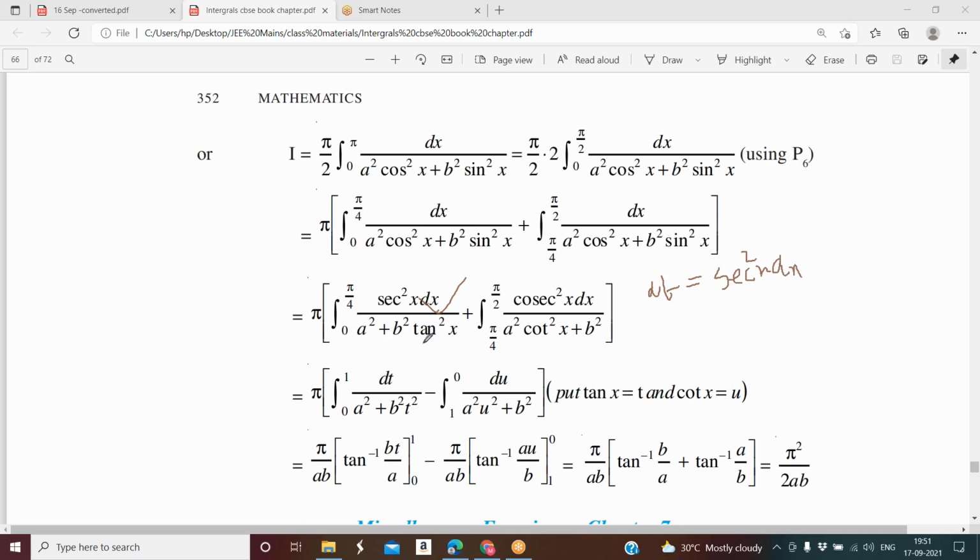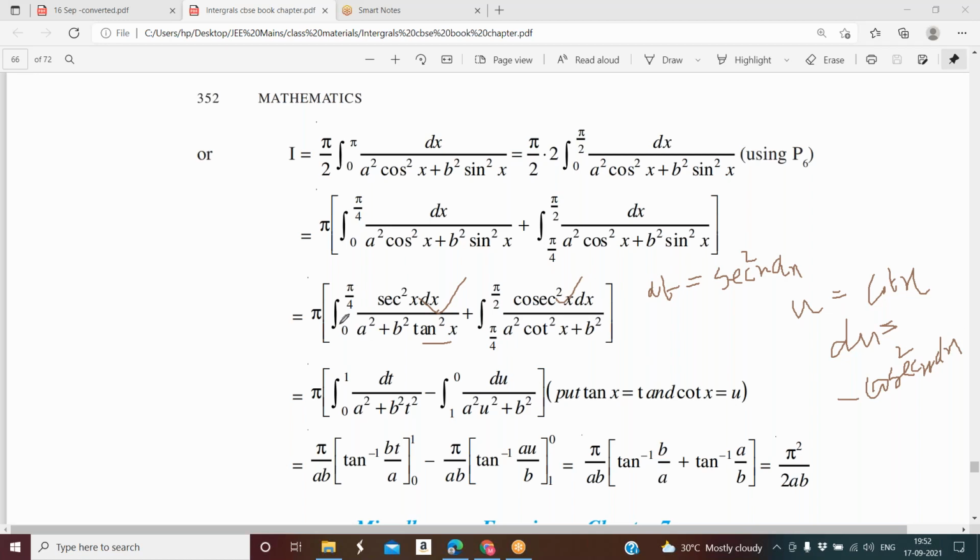Then a square plus b square tan square x becomes a square plus b square t square. Here we have cosecant square x, so take u equal to cot x. Differentiation of cot x is minus cosecant square x dx. So this cosecant square x dx is replaced by minus du, divided by a square u square plus b square.